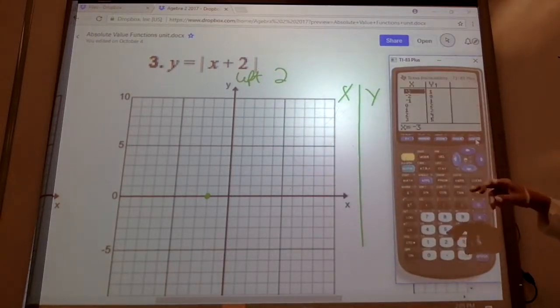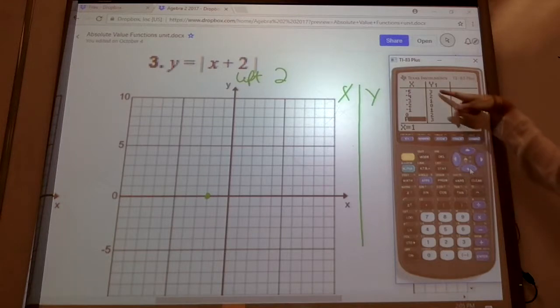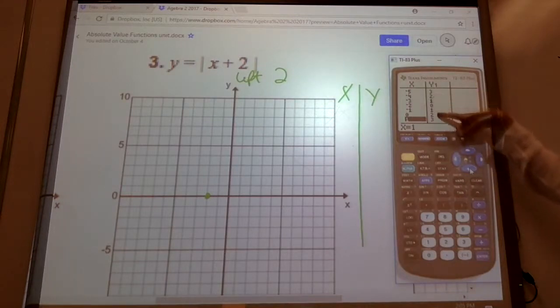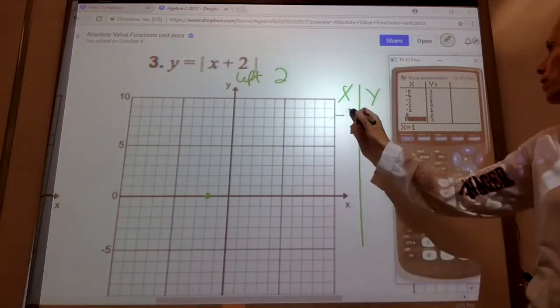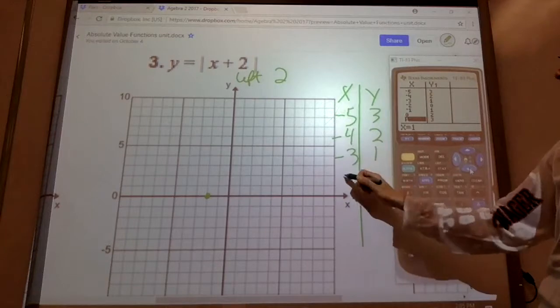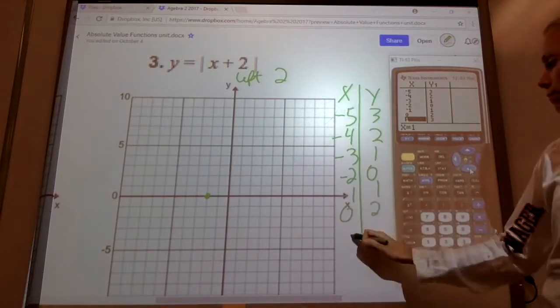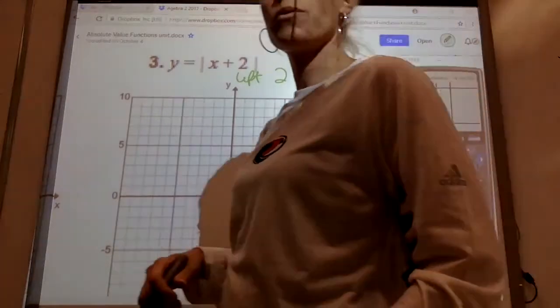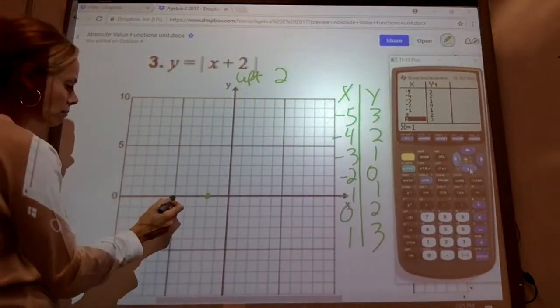Second graph, if I went left 2, my points are going to center around the negative 2. X is negative 2. That's where I'm going to find my symmetry. 2 3s, 2 2s, 2 1s. So good points would be negative 5, 3, negative 4, 2, negative 3, 1. Those would be good points to pick off my graphing calculator and then graph those.